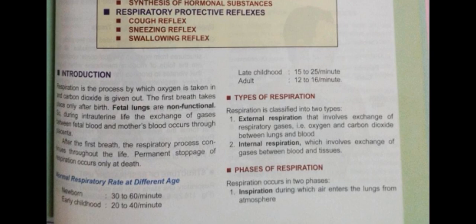Here we can see the normal respiratory rate at different ages: newborn, 30 to 60 per minute. Early childhood, 20 to 40 per minute. After that, late childhood, 15 to 25 per minute, and adult, 12 to 16 per minute.